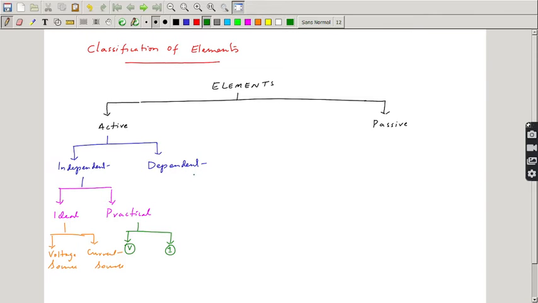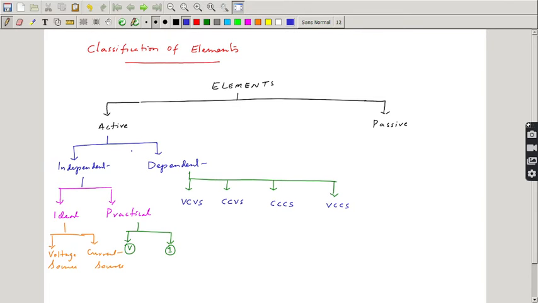Coming to the dependent elements, dependent elements are classified into four types. The first one is voltage controlled voltage source. Second one, current controlled voltage source. Current controlled current source. Voltage controlled current source. These are the four types of dependent active elements.